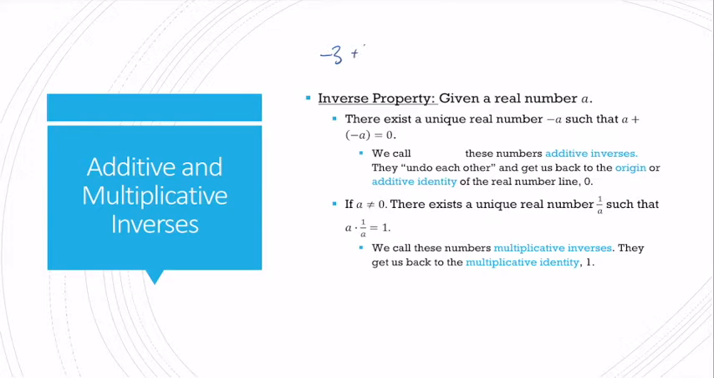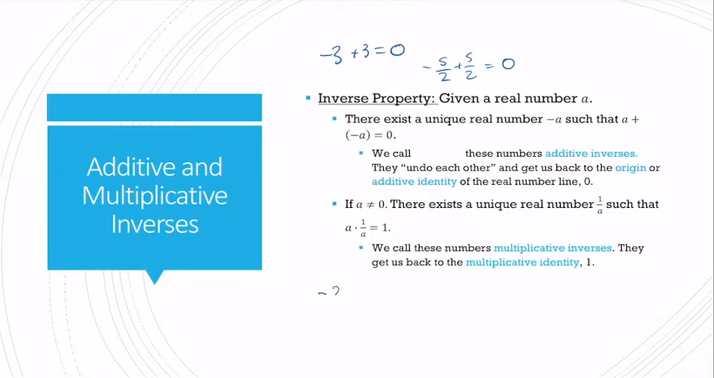So the additive inverse of negative 3 would be 3 because their sum is 0. The additive inverse of negative 5 halves would be positive 5 halves because they undo each other. So that's the additive inverse. There's also the multiplicative inverse, and that's what we call, sometimes it's a reciprocal, but it's really just 1 divided by a.